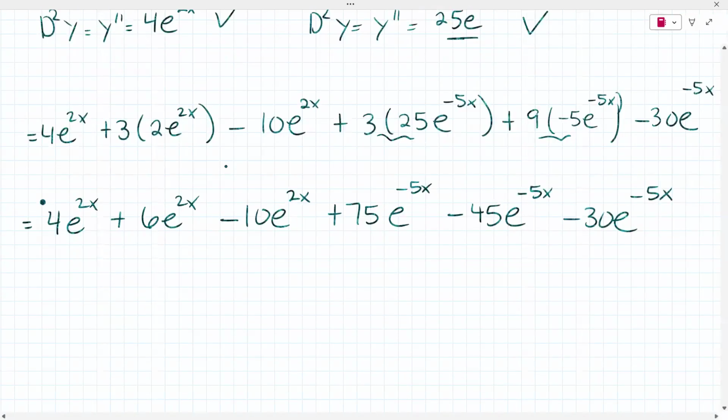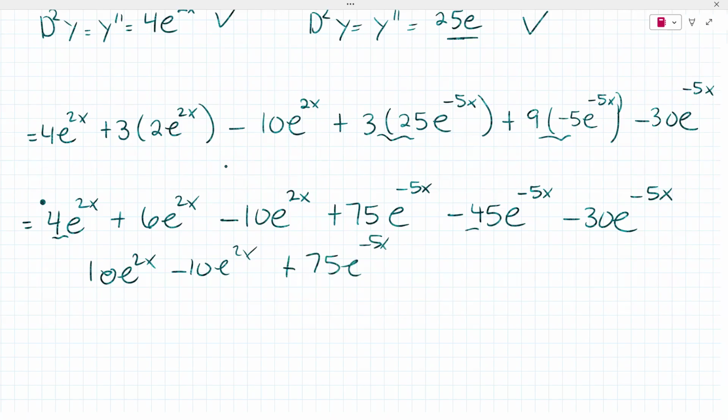And if you collect like terms, 4e to the 2x and 6e to the 2x is 10e to the 2x, and then you have this negative 10e to the 2x. And then if you like these two terms, negative 45 and negative 30 is also going to be negative 75e to the negative 5x. And as you can see, everything cancels, so you're just left with 0.